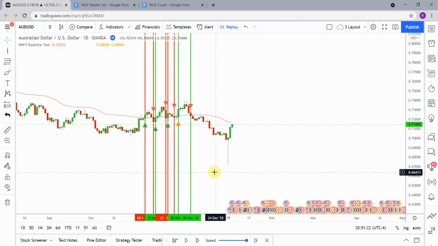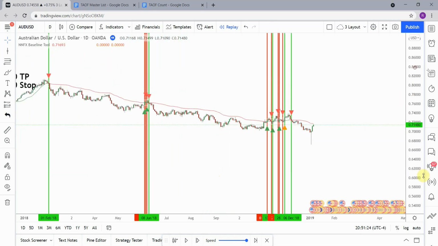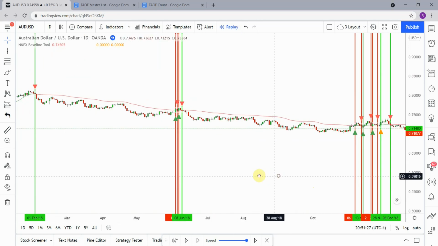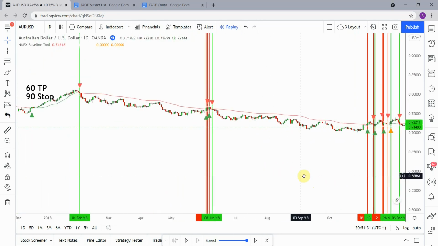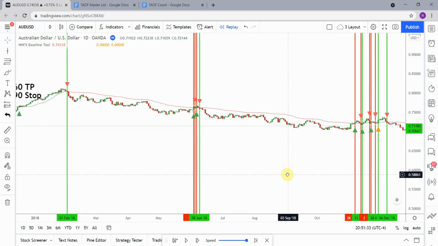Let's see here. Let's go ahead and add these up and see what we get out of this. All right, so we have 1, 2, 3, 4, 5, 6, 7, 8, 9, 10, 11, 12, and 13 trades all together, and we have 1, 2, 3, 4, and 5 winners.